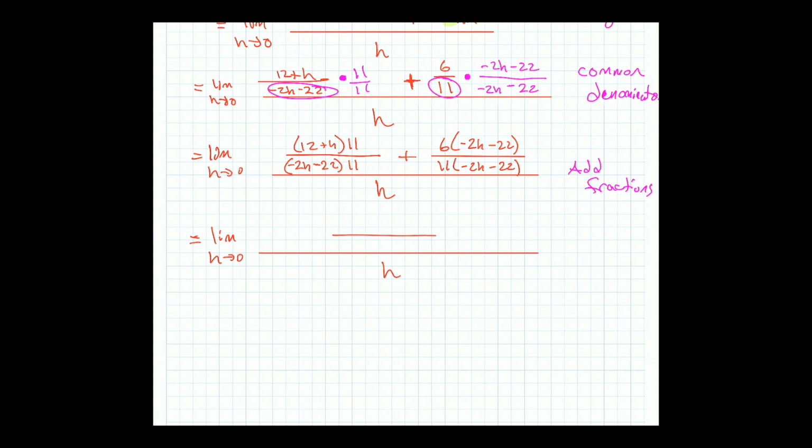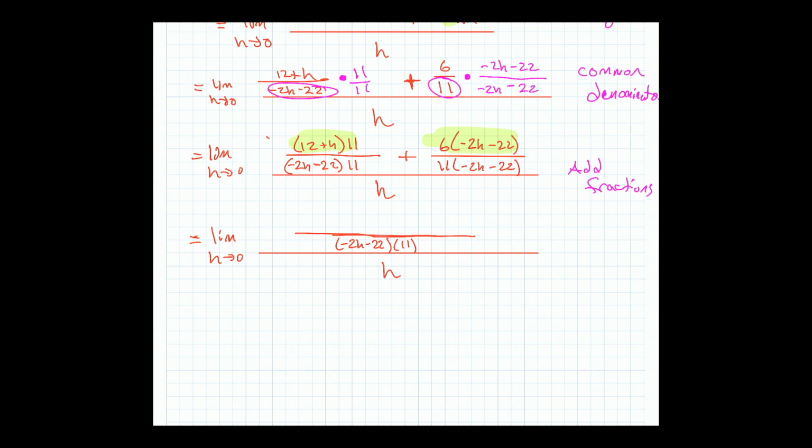So we're just going to have one fraction over negative 2h minus 22 times 11. And in the numerator, which I did not give myself enough room to write, we're going to have both of these things added together. While we're at it, we should distribute that 11 on the first one and the 6 on the second one.